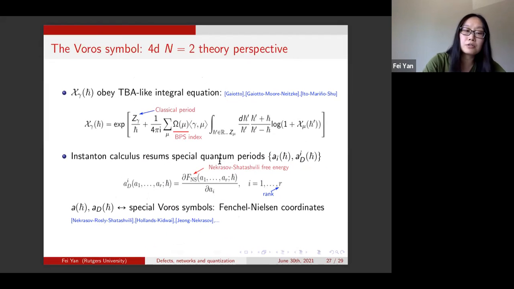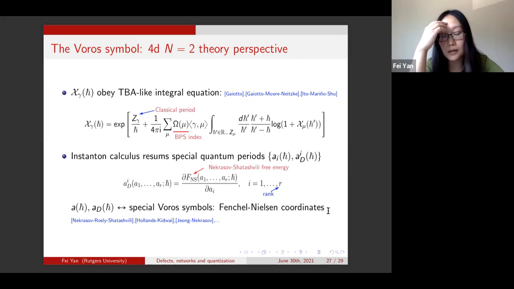On the other hand, one could also do instanton calculus. The instanton calculus will resolve special quantum periods, the special A and A dual periods. And in the instanton calculus, h bar appears as one of the omega deformation parameters, so they are by definition exact in h bar. The instanton calculus gives a different resummation of quantum periods, and those, as an exact function in h bar, correspond to special Weyl symbols, the so-called Fenchel-Nielsen coordinates or higher length twist coordinates, which would appear in the weak coupling region of your theory.